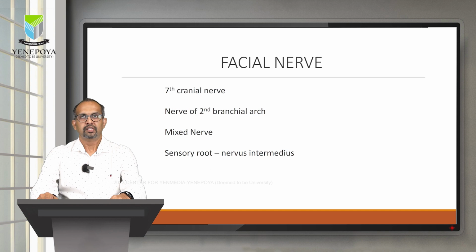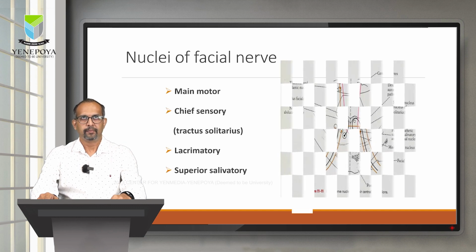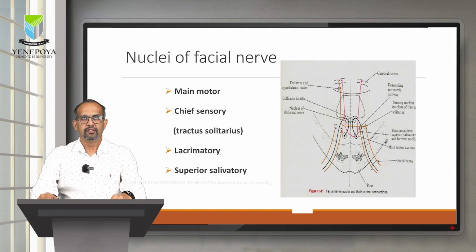First of all, we will start with the basic anatomy of the facial nerve. In brief, the facial nerve is the 7th cranial nerve, as we all know, and it is the nerve of the second branchial arch. It is a mixed nerve which has both sensory as well as motor components, a major motor nerve. The sensory root is the nervus intermedius. The nuclei of the facial nerve are the main motor nucleus, the chief sensory nucleus, that is tractus solitarius for taste, the lacrimatory nucleus and the superior salivatory nucleus for salivary secretions.